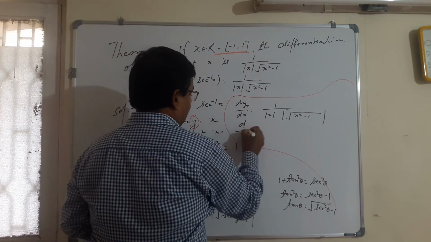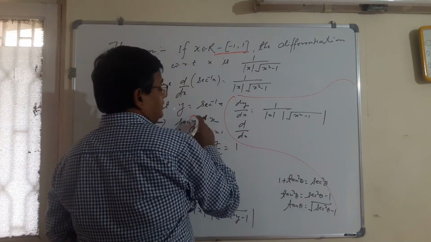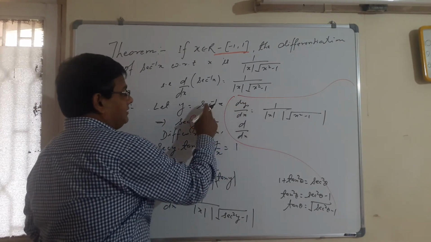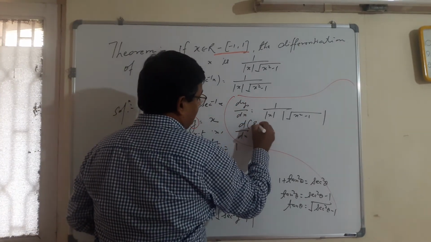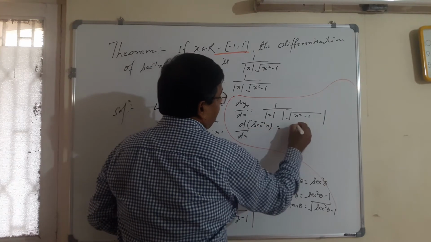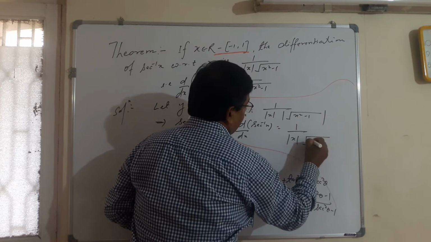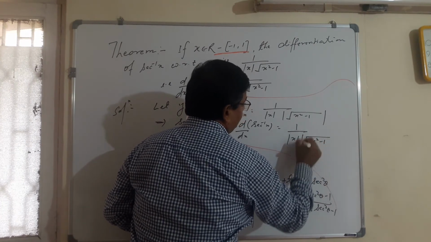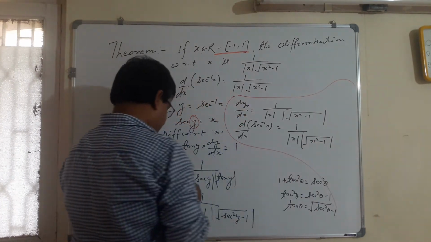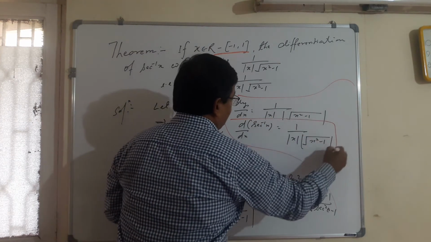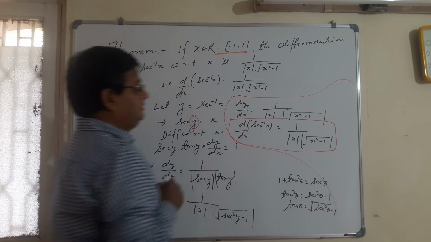So the differentiation of sec inverse x, what is y? y is sec inverse x. So the differentiation of sec inverse x is equal to 1 over mod of x square root x square minus 1. So this is the differentiation of sec inverse x. You have to keep this formula in your mind.